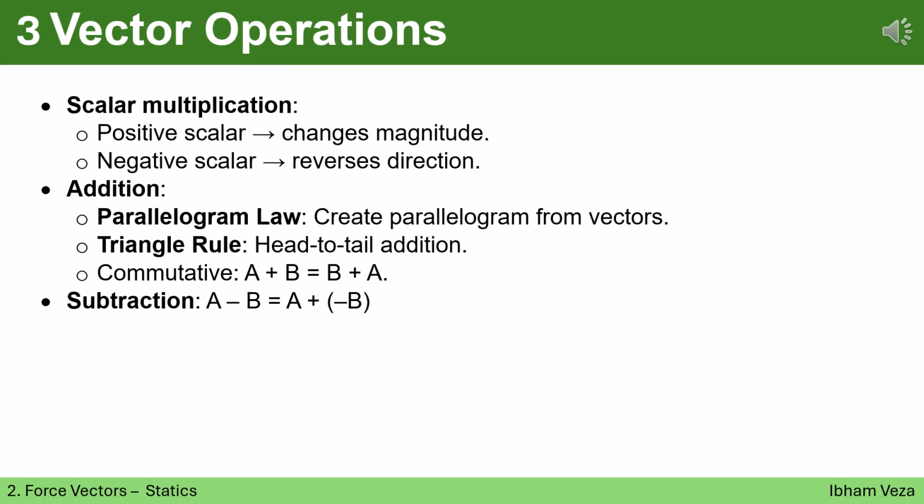Vector operations. Several basic operations can be performed on vectors. Multiplying a vector by a positive scalar changes only its magnitude, while multiplying by a negative scalar reverses its direction. Vector addition can be performed using the parallelogram law or the triangle rule. Vector addition is commutative, meaning the order does not affect the result. Subtraction is handled by adding the negative of a vector. These operations are essential when combining multiple forces acting on a body.